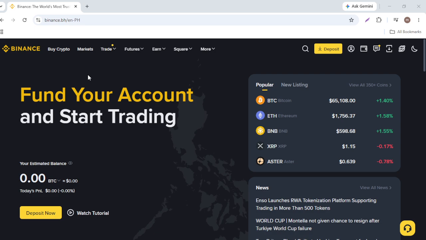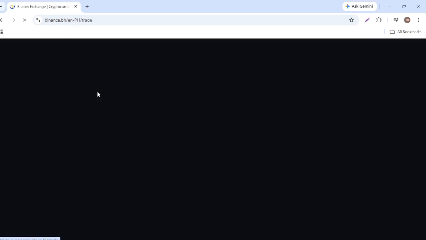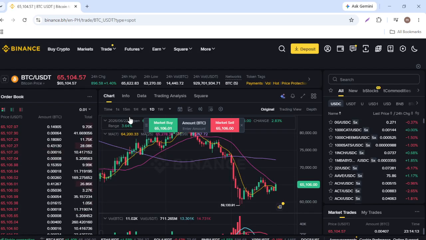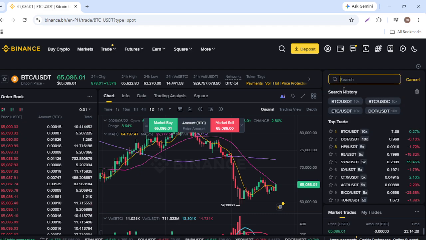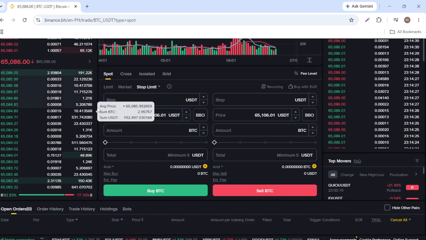Once you're logged in, go to the Trade section and choose Spot. This opens the spot trading interface, where you can select a trading pair and place different types of orders. Next, choose the trading pair you want to trade. For example, if you want to trade Bitcoin against USDT, open BTC to USDT. Once the trading screen loads, look for the Order Entry panel, where you normally place buy and sell orders.